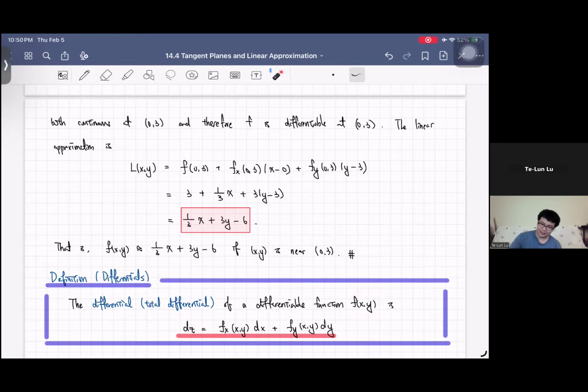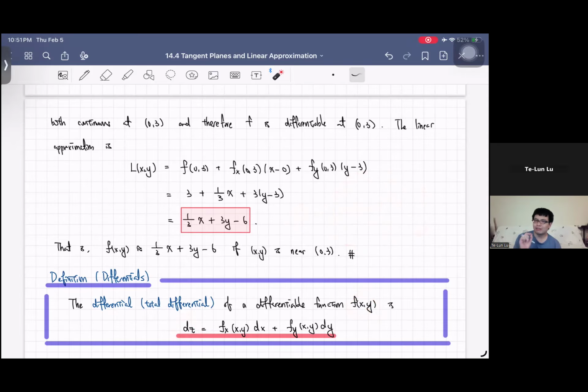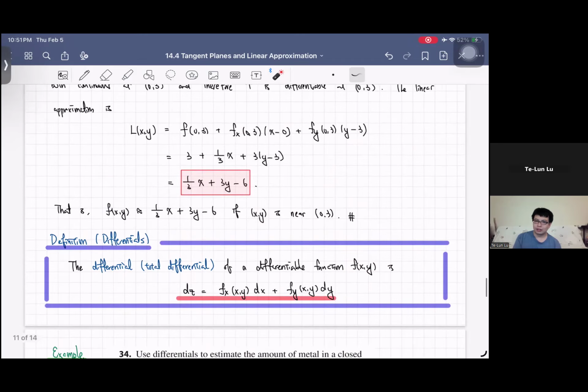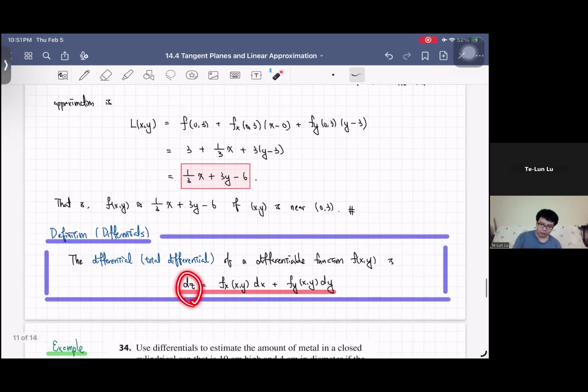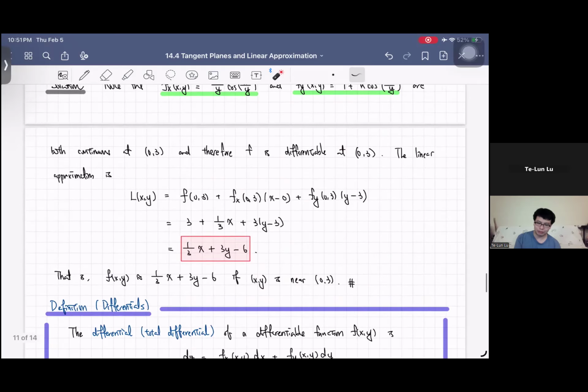So dz, this is a very bad kind of notation. dz is this, which doesn't really make sense, I understand, but it is just a very, very small quantity regarding the change of z. And the differential dz is defined to be these two terms, fx(x,y) dx plus fy(x,y) dy. And you can see why that is kind of intuitive because of the tangent plane approximation.